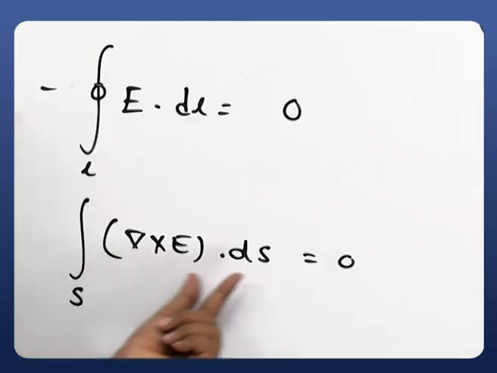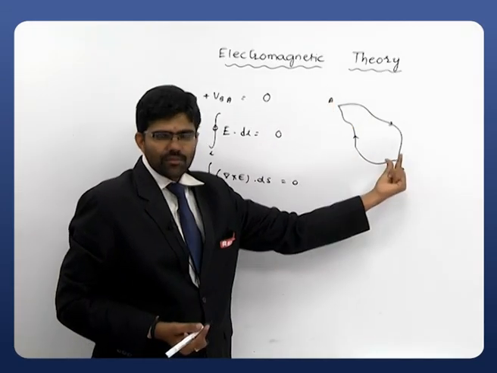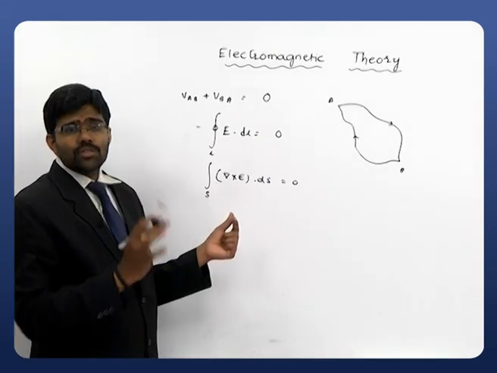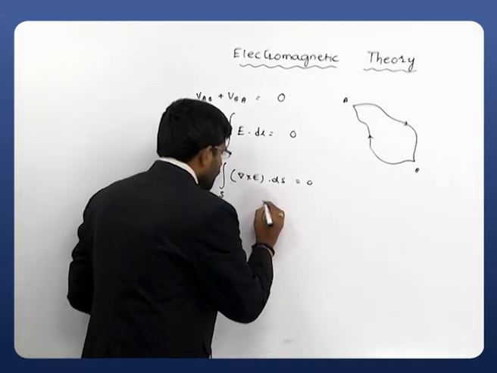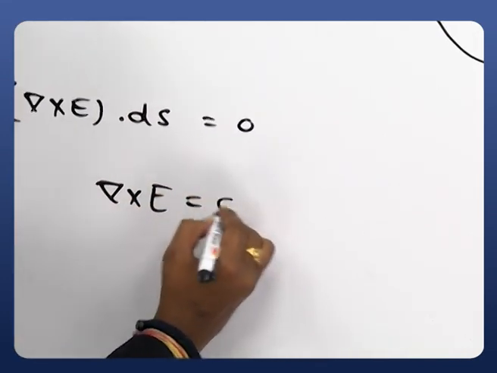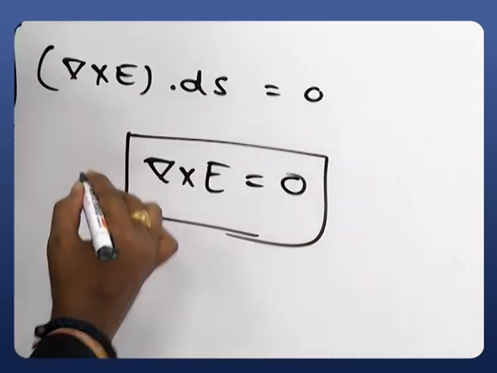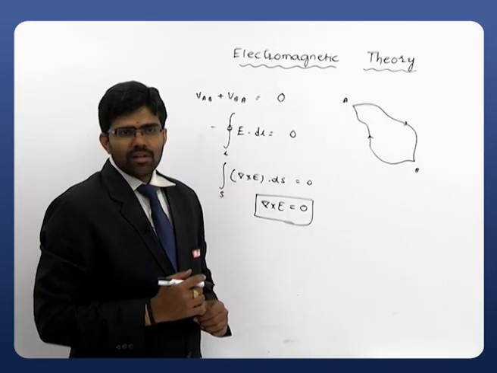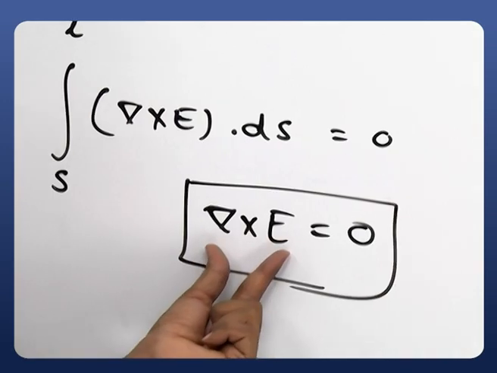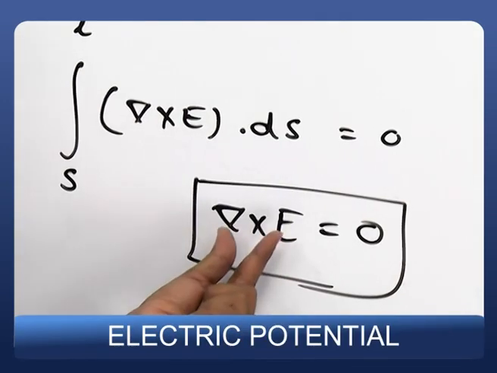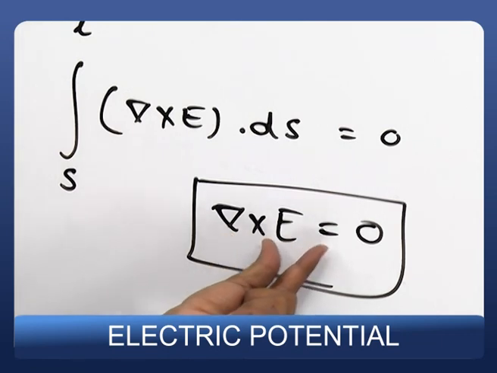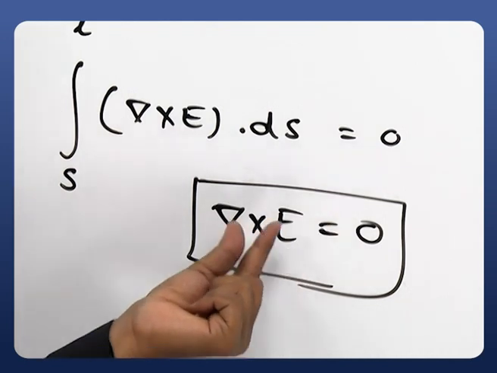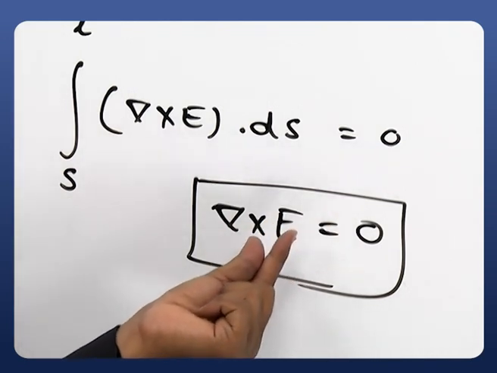Now clearly examine here: for any arbitrary surface we consider, the integrand must be equal to 0, so del cross E must be equal to 0. This is the equation which is very useful for us to understand electrostatics, a static charge. How can you interpret this equation? Del cross E, the curl of electric field intensity, is 0, which means the electric field intensity has no rotational nature.